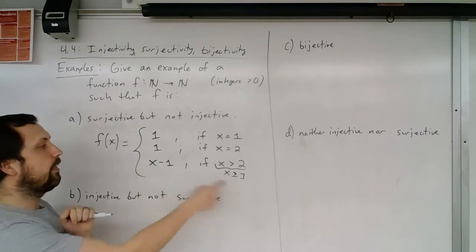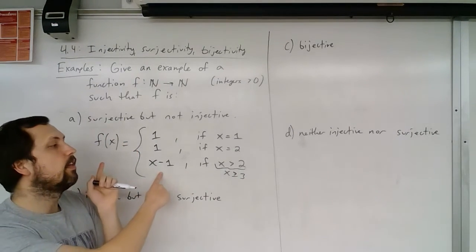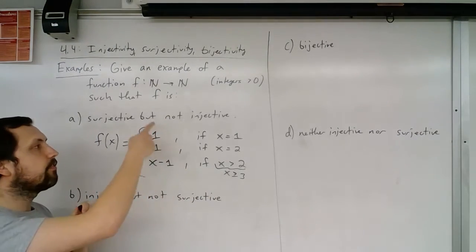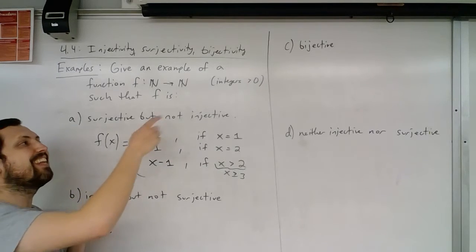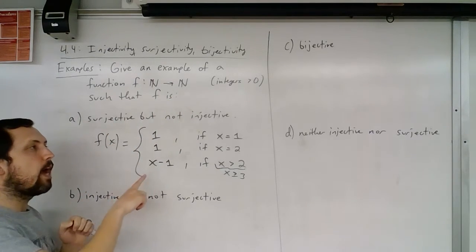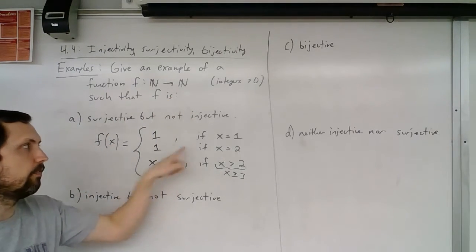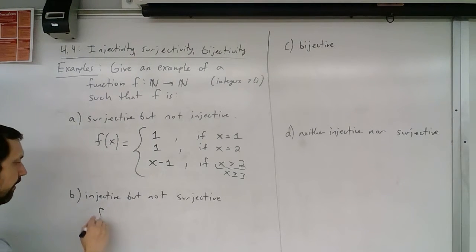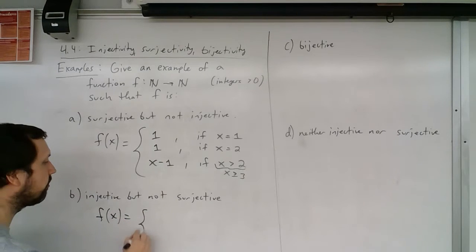So if I plug in 3, I get 2 as my output. Plug in 4, I get 3. Plug in 5, I get 4, and so on and so forth. So every element in the codomain is going to be mapped to, but it is not injective because of this rule. So down here, injective but not surjective, again, I'll create a piecewise function.